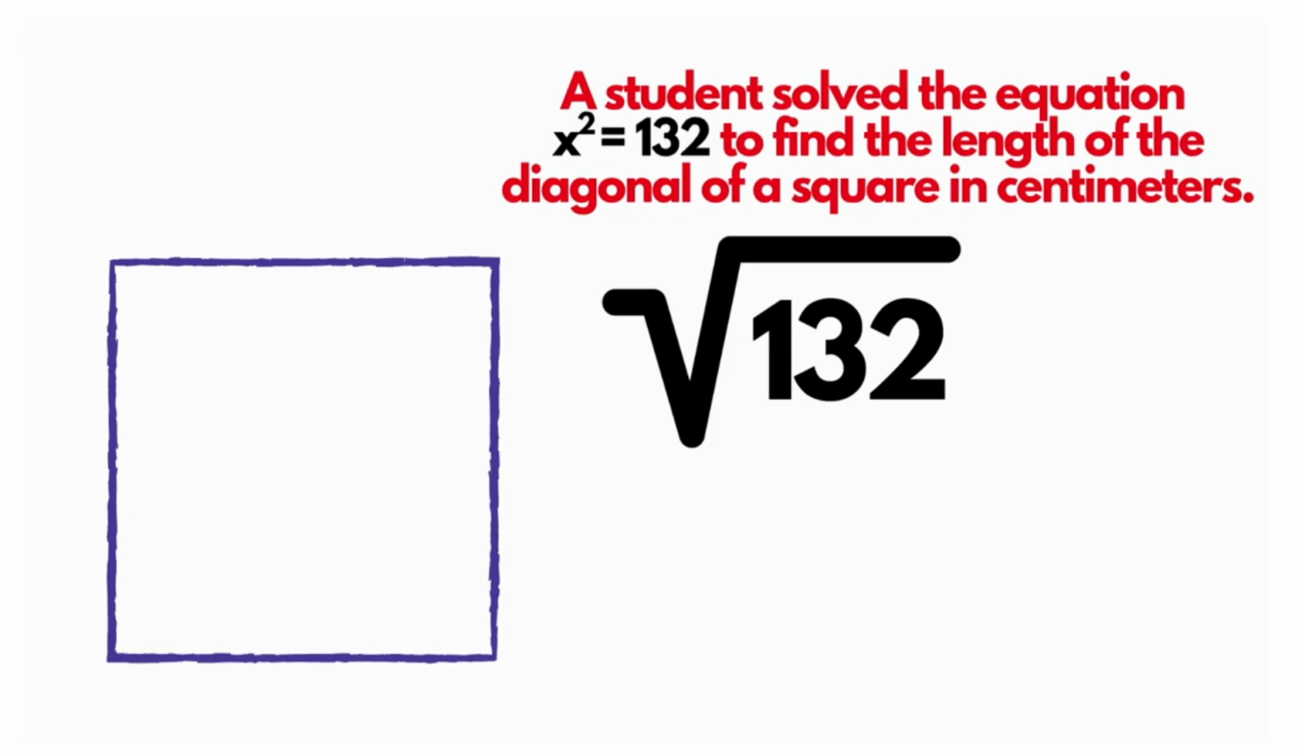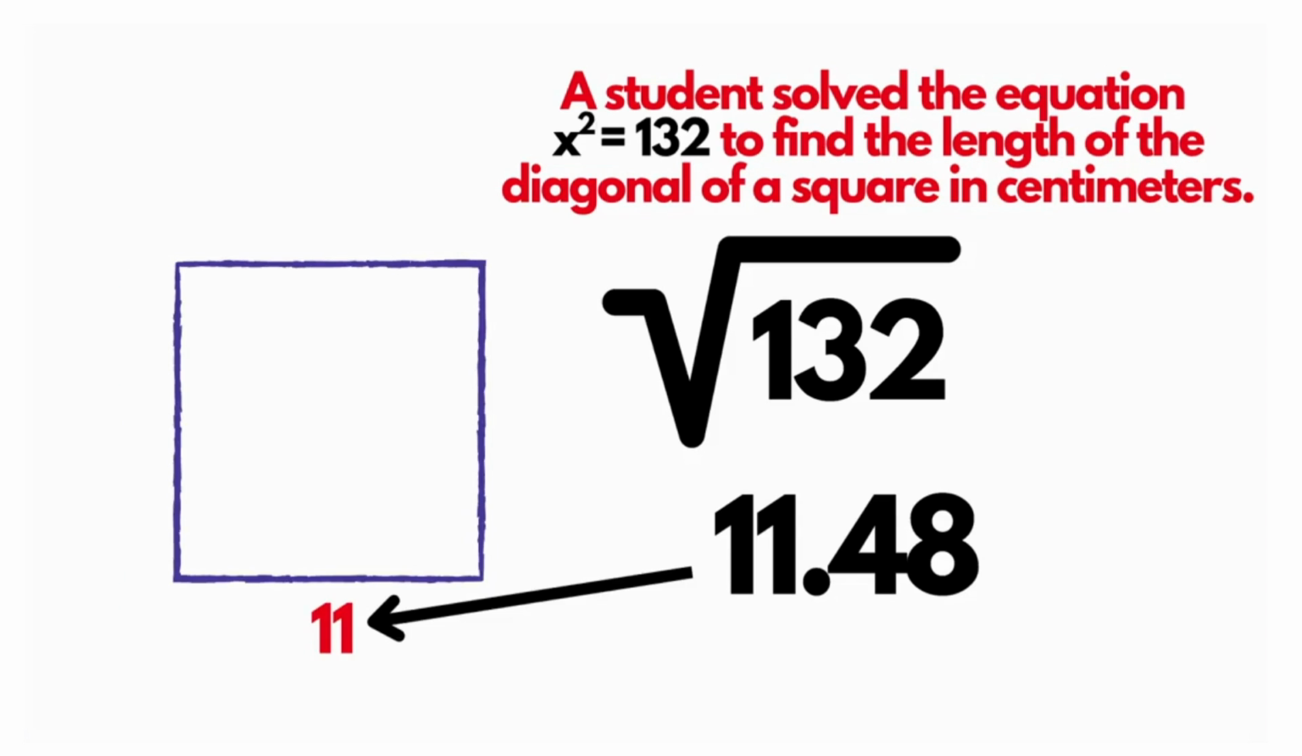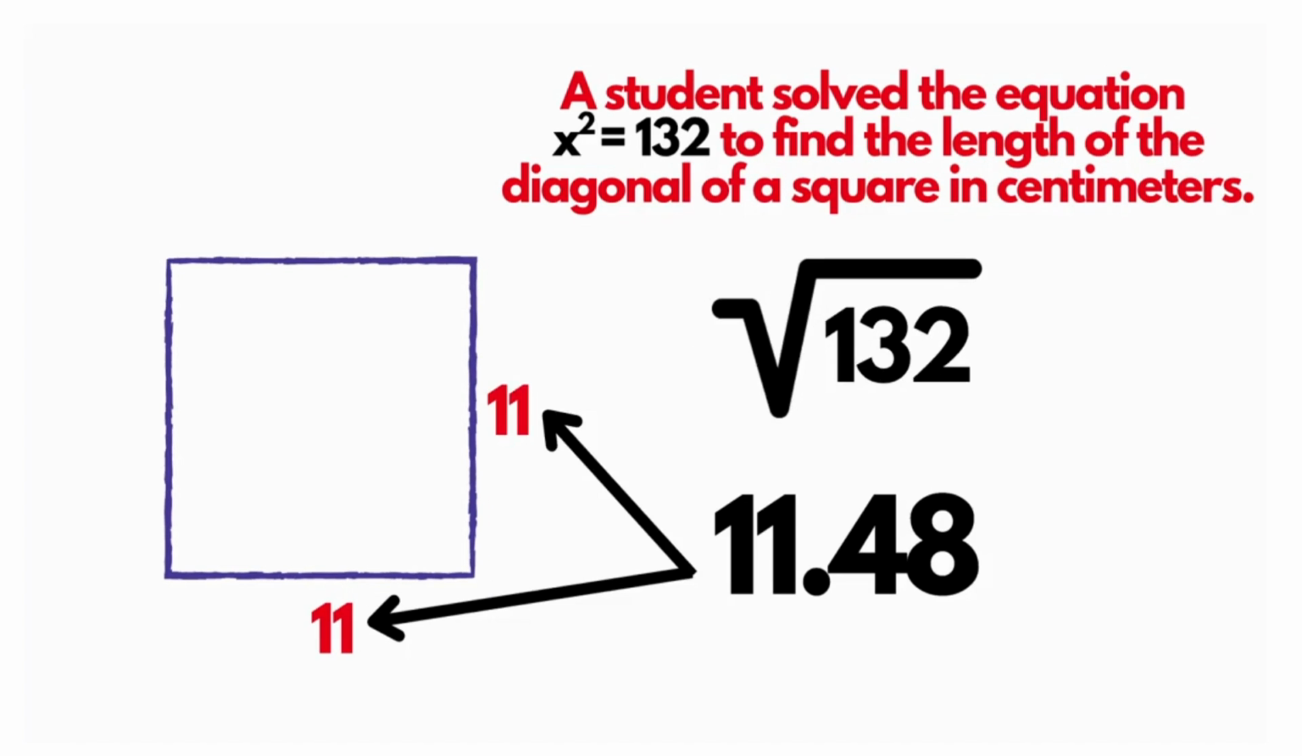So let's go ahead and take the square root of 132. And that should give us close to our sides. We get 11.48. So we put 11.48 on our sides. Now we know that it's a square, so we can put it on a couple different sides here. And we're looking for the diagonal.